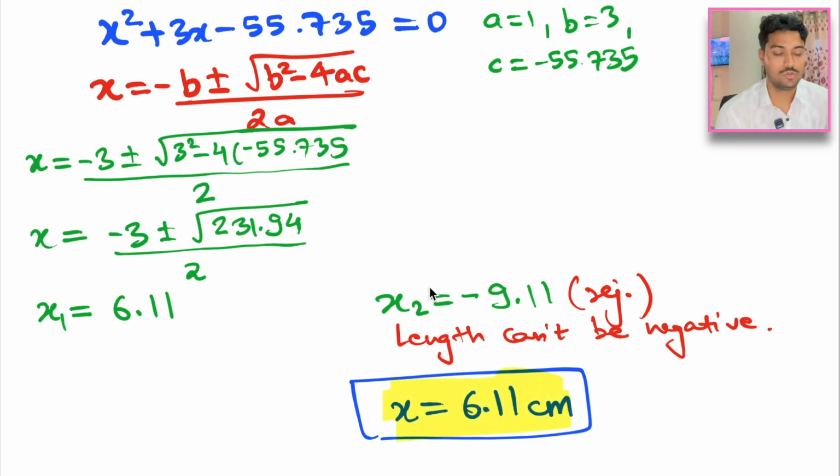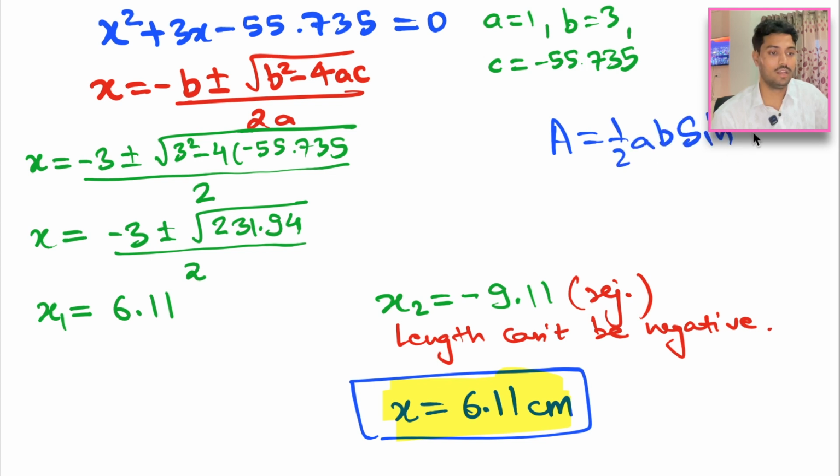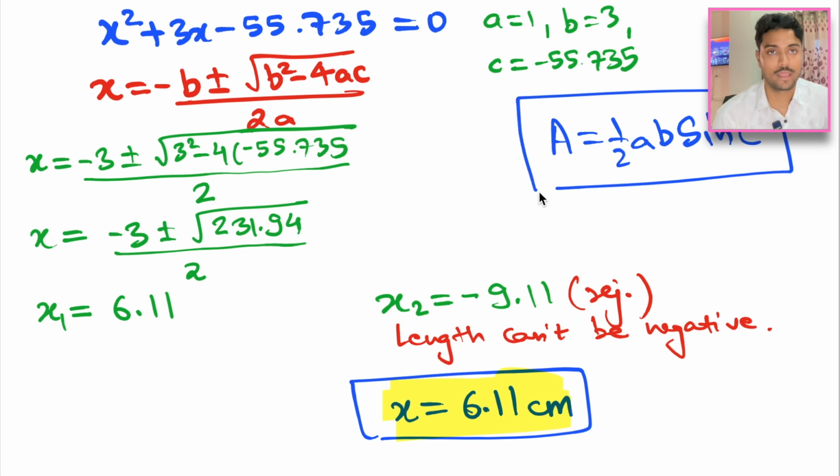So this is how we use the sine formula, which is half A into B into sine C, where A and B are the two sides and the angle C is the angle between those two arms.